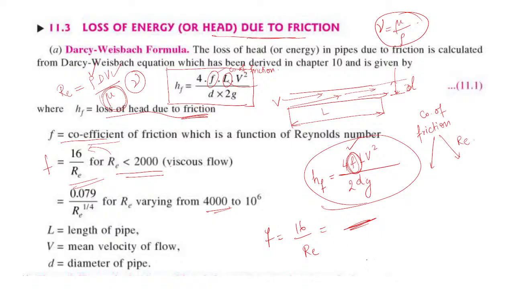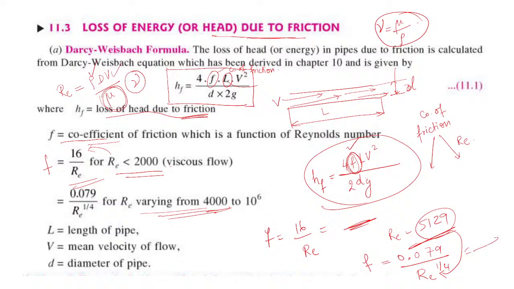Similarly, just imagine that the value of Re is around 5129, which is within this range, so it's a turbulent flow. So how can you find the f value? You have to utilize 0.079 by Reynolds number power 1 by 4. Okay, so this value you have to substitute back here, right? So you are going to calculate 0.079 divided by 5129 power 1 by 4. Whatever value we get will come up over here.